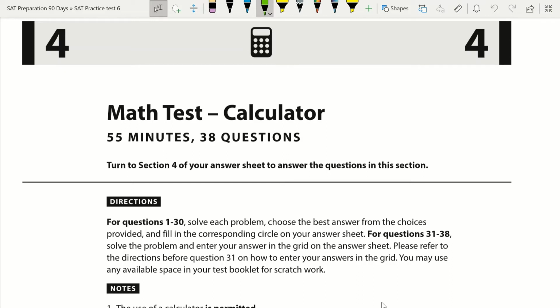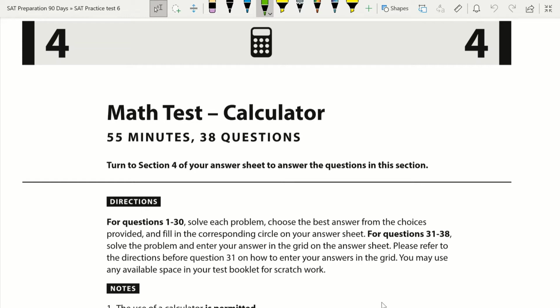Today is day 59 in our 90-day SAT Prep series. Today I'll be going through the Math with Calculator section of SAT Practice Test 6. If you're following our program, then yesterday you went through SAT Practice Test 6, the Math with Calculator section, on your own, practicing that same pacing procedure that I outlined a few days ago.